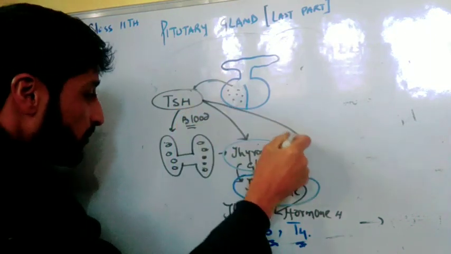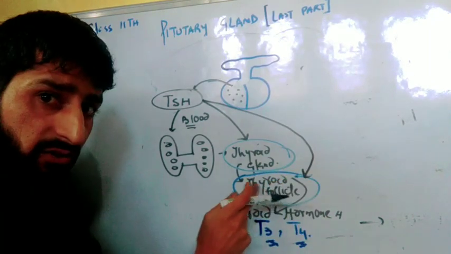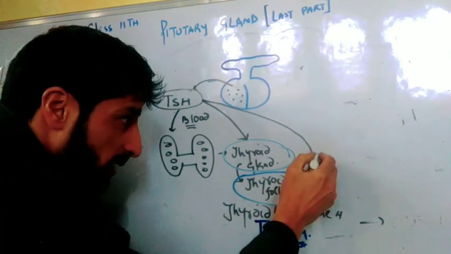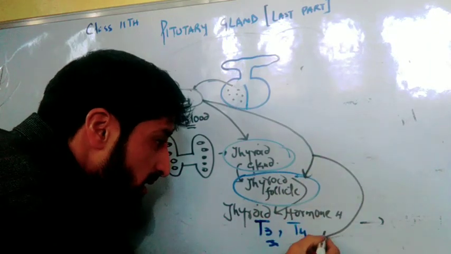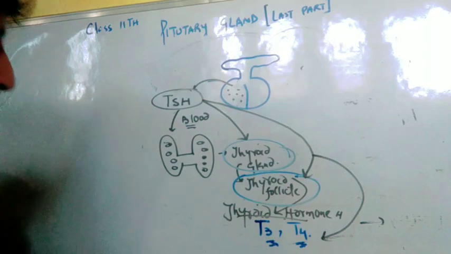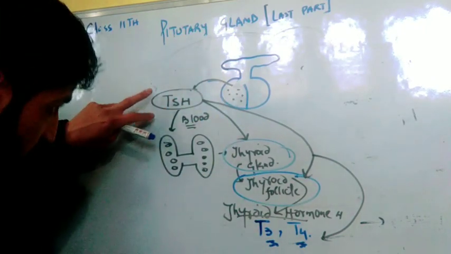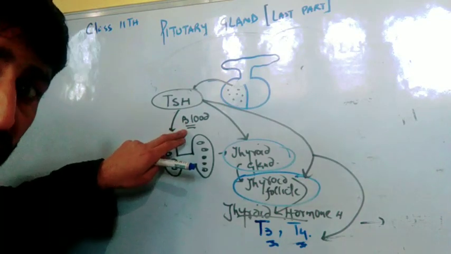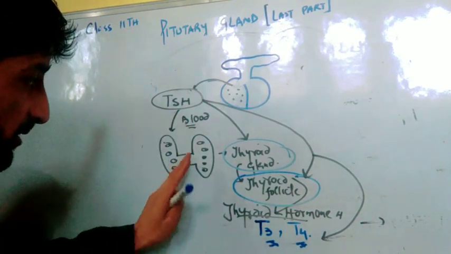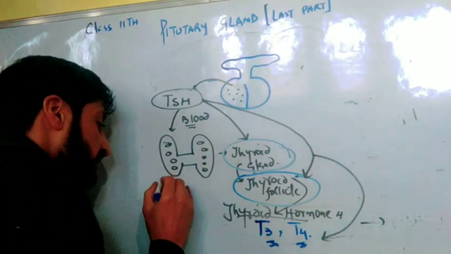Thyroid stimulating hormone stimulates these follicles, which are known as thyroid follicles. Thyroid follicles then produce thyroid hormones, T3 and T4. What did I say? It is the anterior lobe of the pituitary gland that produces thyroid stimulating hormone. This hormone is discharged into the blood. From the blood, it is taken to the target organ, which here is the thyroid gland.